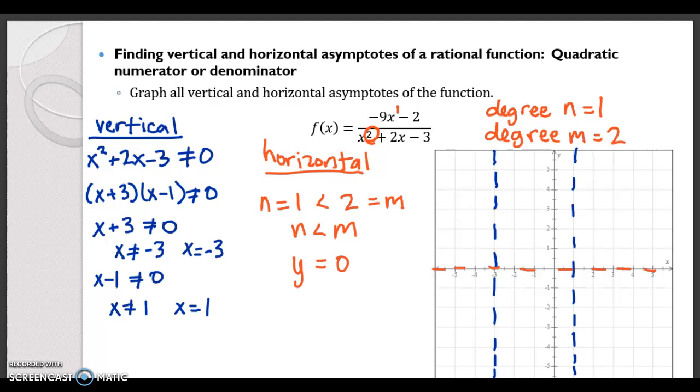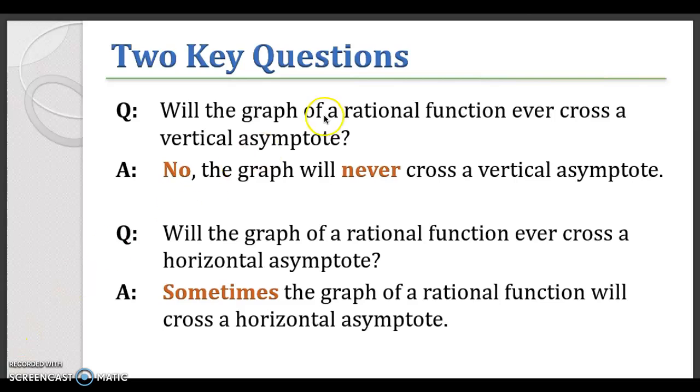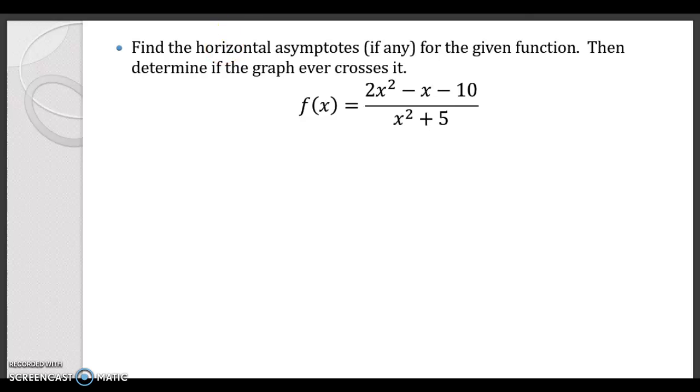Okay, so in the next portion of this video, we're going to talk about once we find horizontal asymptotes, how do we know if or when it will cross? So just to reiterate, will the graph of a rational function ever cross a vertical asymptote? No, never. Will the graph of a rational function ever cross a horizontal asymptote? Sometimes it does, okay? But not every time. So let's look at this one. Let's find the horizontal asymptotes. By the way, the vertical asymptote, will this denominator ever equal 0? No. This one actually doesn't have any vertical asymptotes. So let's talk about the horizontal asymptotes.